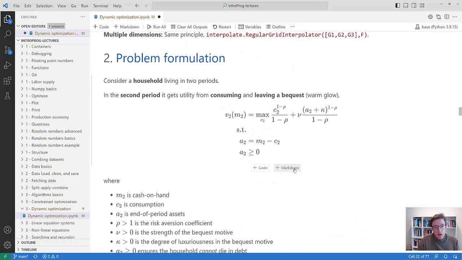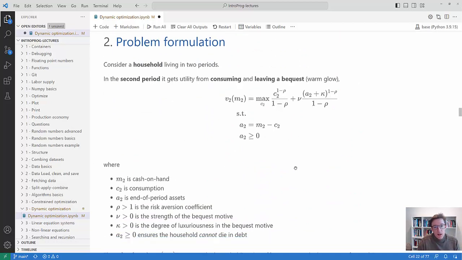Okay, so now we know what we need to know about interpolation. So let's think about a dynamic optimization problem. And what I mean by dynamic is that there's a series of optimization problems that are solved dynamically over time. So we always think about this backwards. So we consider households that live in 2 periods, and we start in the second period, the final period in the problem. And we see that the household gets utility from consuming and leaving a bequest. So this is the utility of consuming, and this is the utility of the bequest.